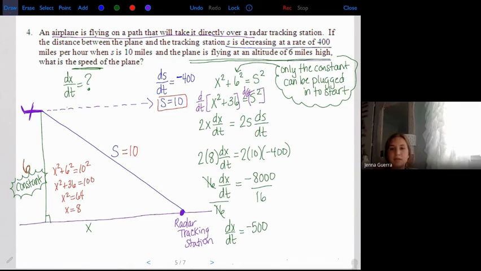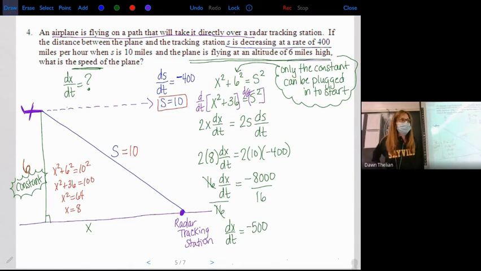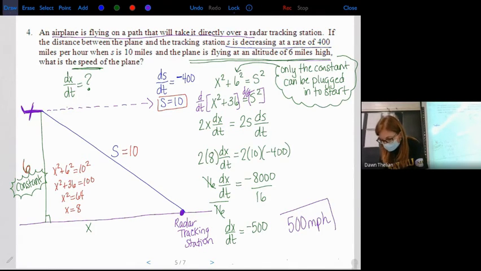I have a question. Now the answer is not negative 500. Why? Well, miles per hour, I'm going to need that. But why is it not negative 500? The speed. They asked for what is the speed of the plane. The negative is letting us know that the distance is decreasing because it's getting closer to the radar tracking station. So the distance between the two is decreasing. But the speed of the plane is absolute value. So our answer would be 500 miles per hour because the speed is the absolute value of the velocity or the rate.